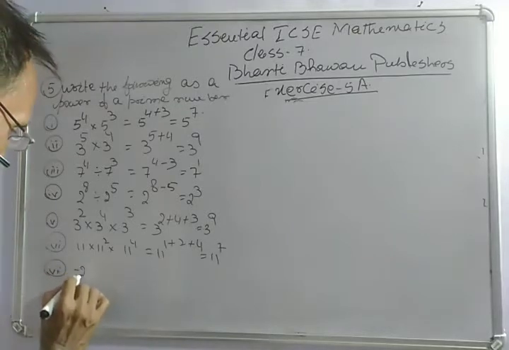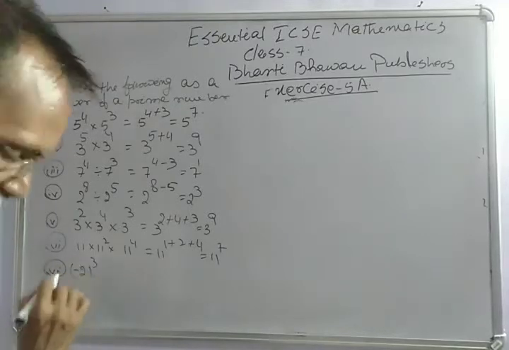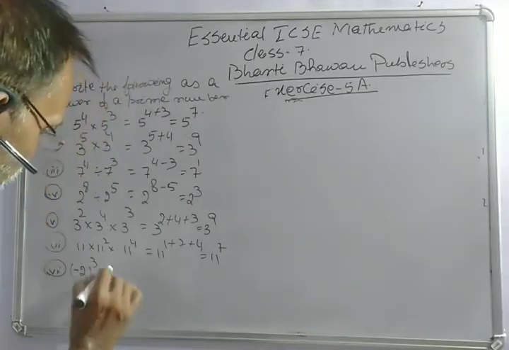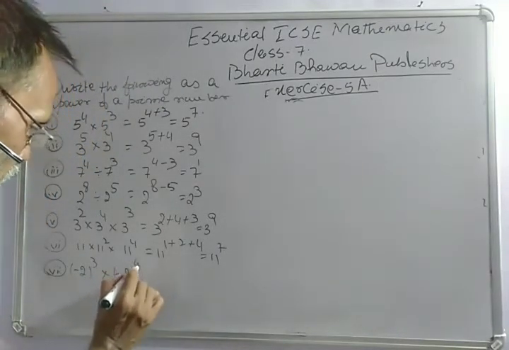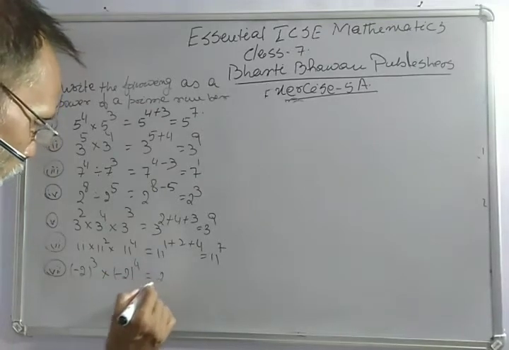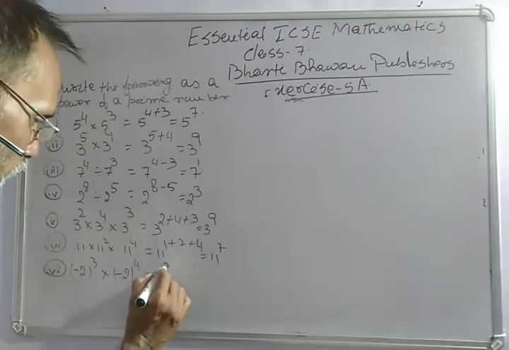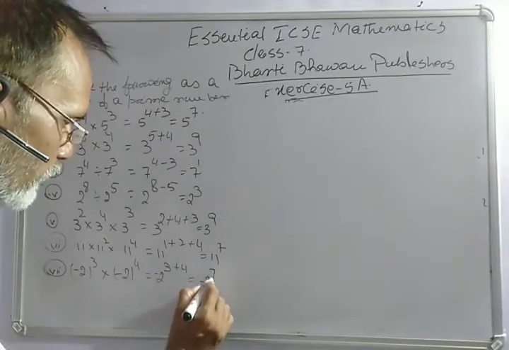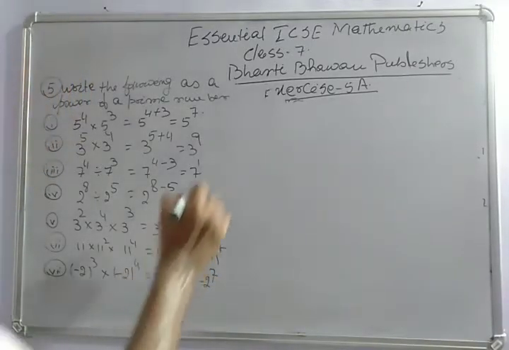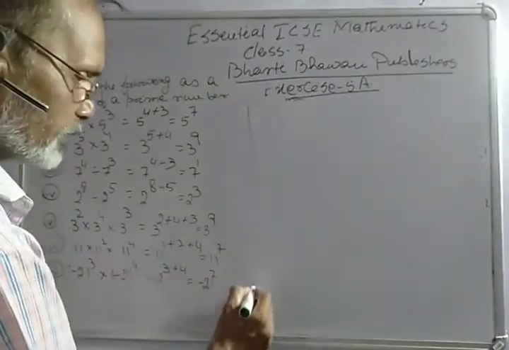Minus 2 to the power 3 into minus 2 to the power 4. So this is equal to minus 2 to the power 3 plus 4. This is equal to minus 2 to the power 7. Then number 7. Next, number 8.